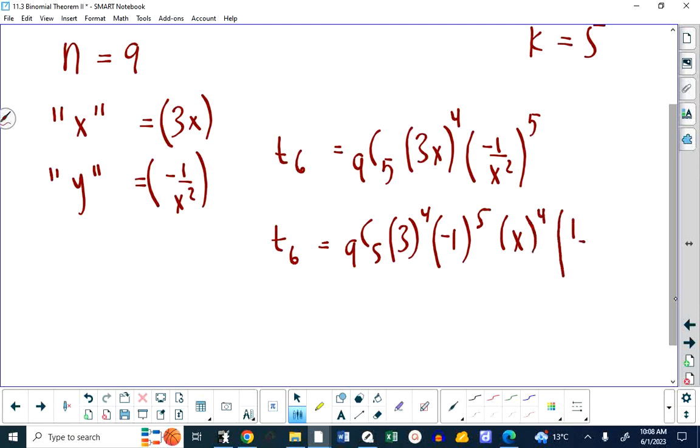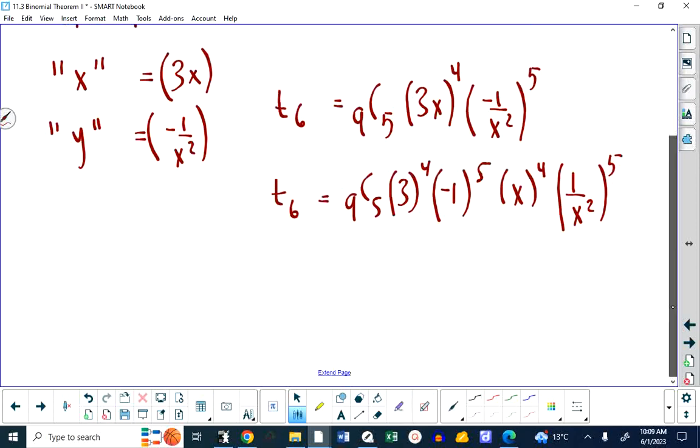And it's going to contain a 1 over x squared. That's just how I say it. It's going to contain a 1 over x squared raised to the 5. So you have two tasks now. You have to figure out what this coefficient is, and you have to figure out what the variable component of the term is.